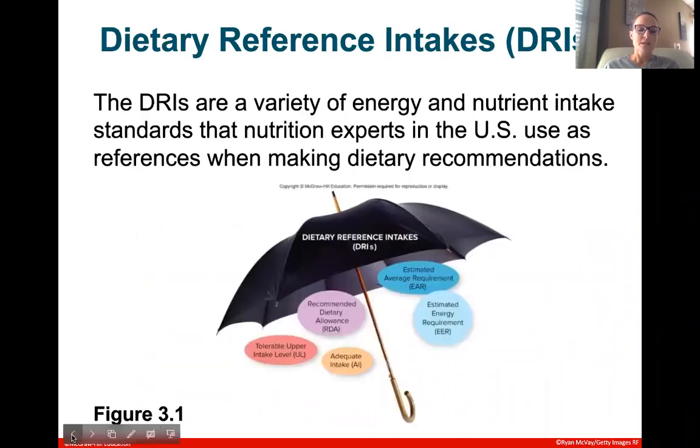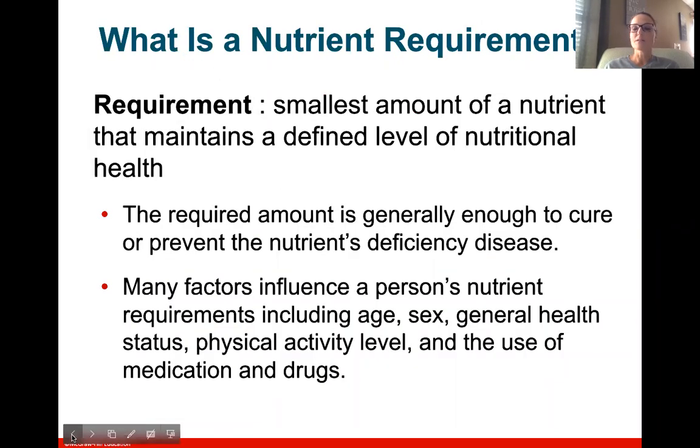A requirement is the smallest amount of a nutrient that maintains a defined level of nutritional health. What that means is that's the smallest amount of a nutrient that you need to consume to prevent a deficiency disease. And there's a lot of things that will impact requirements.